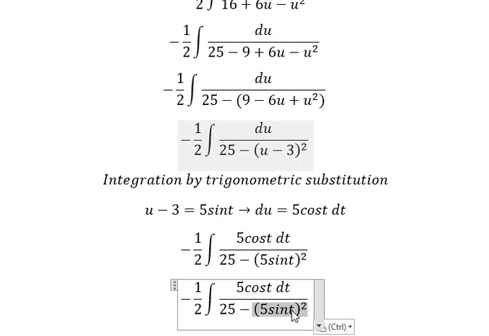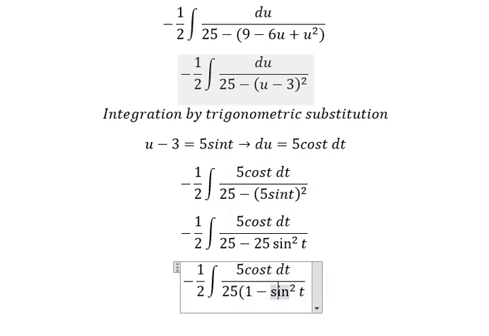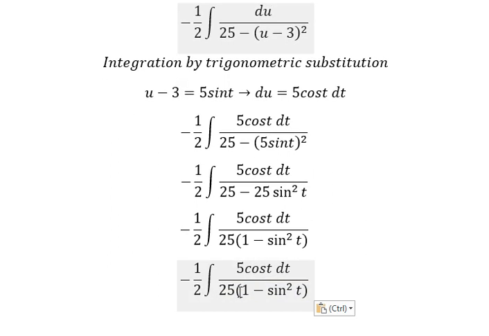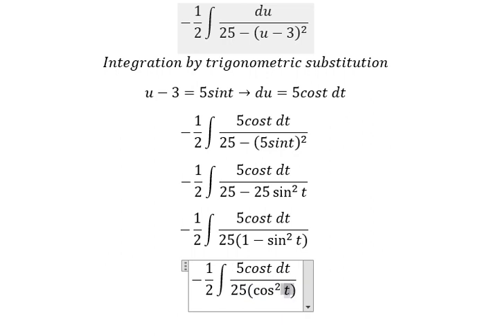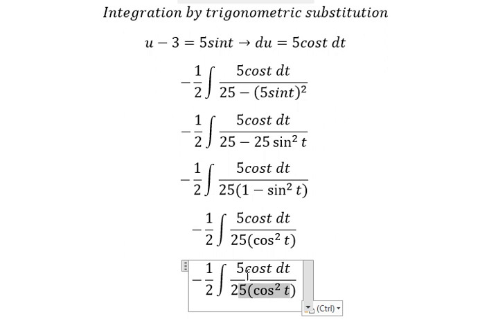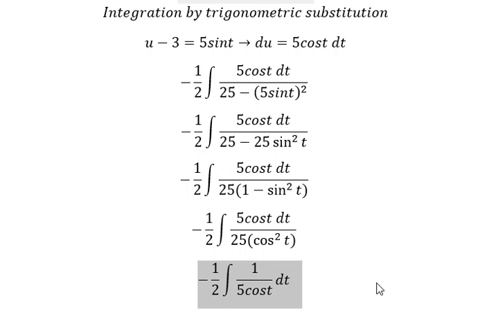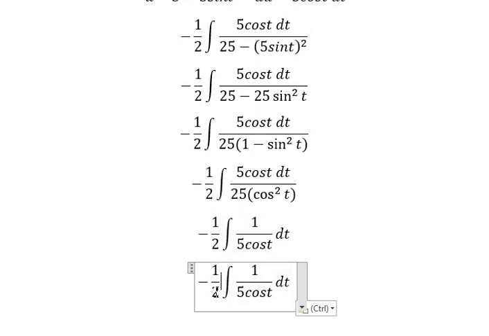So this one we have 25 sine squared t, and 25 we can factorize. So this one is cosine squared t. So this one divided by this one, we have 1 over 5 cosine t. So 2 and 5 we have 10. This one we have secant of t.